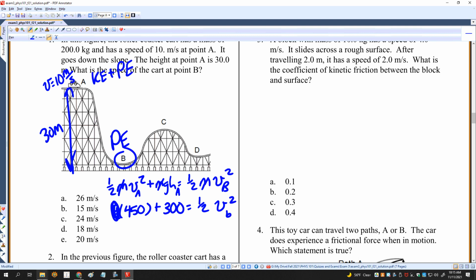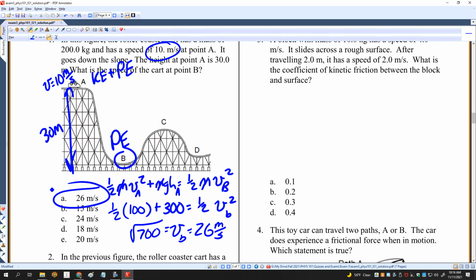Let me pause here. I must have made a mistake. Got to be really careful with this, right? You don't want to make a mistake like I just did. So I think that my problem here was I used the wrong velocity. I said 30 was my velocity, but really my velocity is 10 meters per second. So this is going to be 1/2 of 10 squared, or 100. So that's 350. That's going to be the square root of 700 is VB, and that's equal to 26. All right.